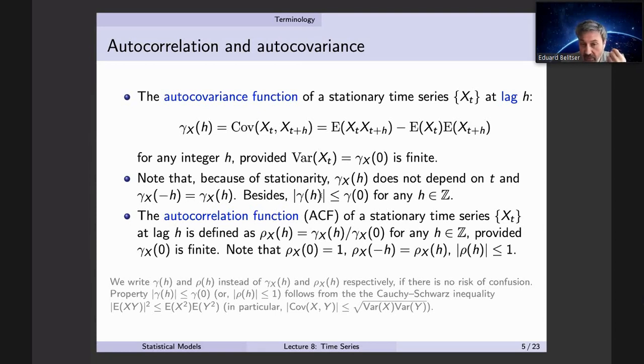Moreover, it has to be such a function that its absolute value is less than gamma of 0, the variance. It could be negative, but its absolute value is never bigger than the variance. Why is that, by the way? This is because of the Cauchy-Schwarz inequality. If you haven't heard of this, the expectation of x times y, take the absolute value and square, is always less than the expectation of x squared times the expectation of y squared. You can prove that.